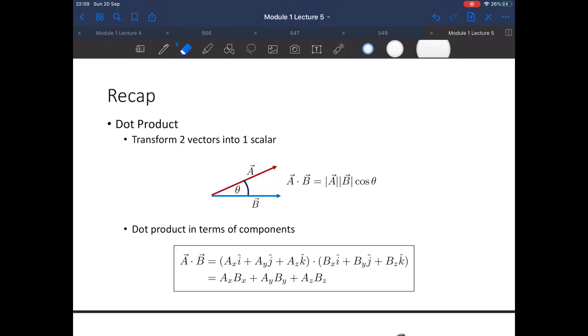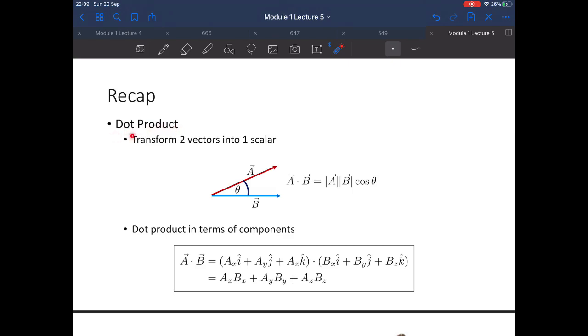Hello everyone. So today we are going to study Module 1, Lecture 5, which is about momentum. But before we start, let me recap what you studied last time.